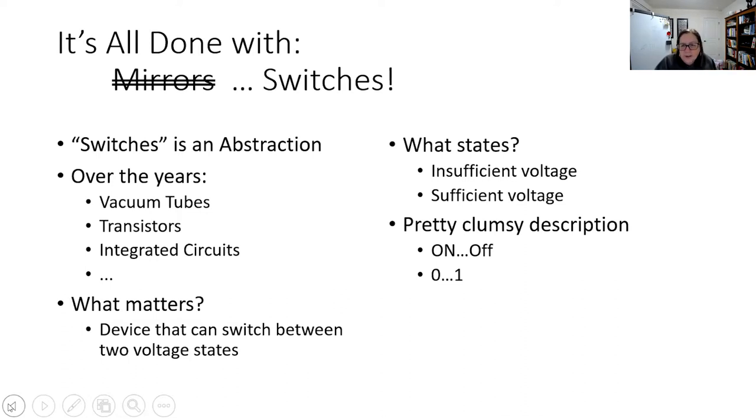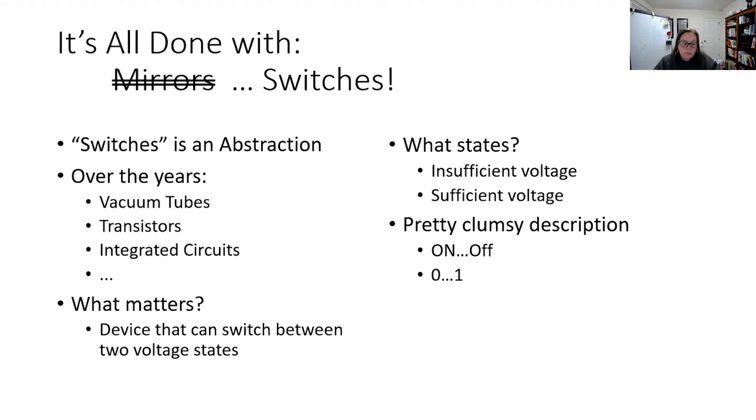Now that sounds like one of those ideas where you go, I could have thought of that, but we didn't. So as you think about the creativity that computer science permits, it isn't just devices, it's also approaches. Why am I using an abstraction? Well, because we expect these parts to keep evolving. What do I really need here? If I look at it from a higher level of abstraction, the reason this is a binary system is that I need a device that can switch between two, count them, two voltage states.